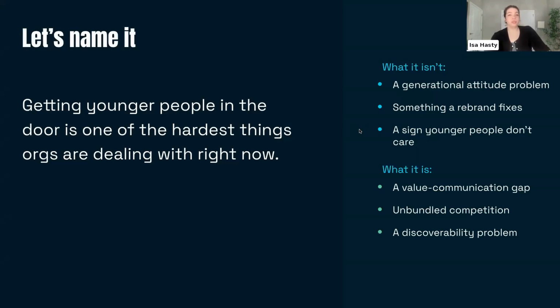All right, so let's name the problem, right? For most of you in the room here, getting younger people in the door is probably one of the hardest things that your organization is dealing with right now. And this is not about younger people not caring, right? And it's not just a gap in how you're communicating your value. So for associations, you're dealing with more and more what we want to call unbundled competition. You used to be the go-to for people in your field to network, to move up in their careers, to get credentialed, to find conference tickets, right? And to be able to access the resources in their field that they needed and often were obligated to access, right?